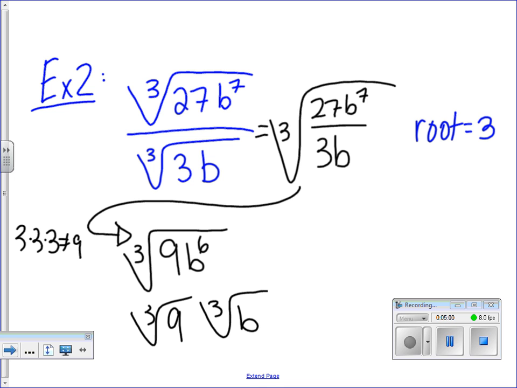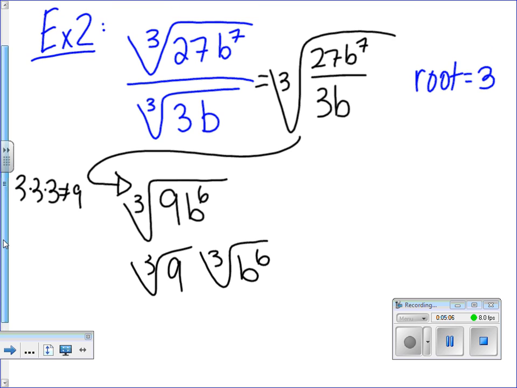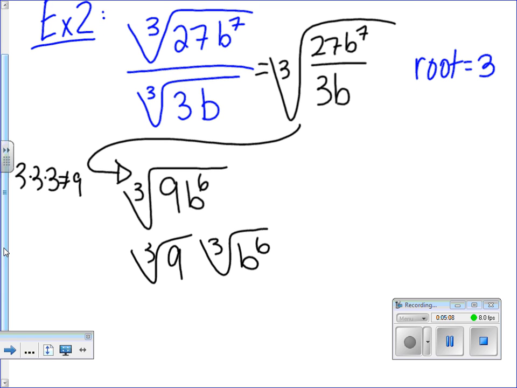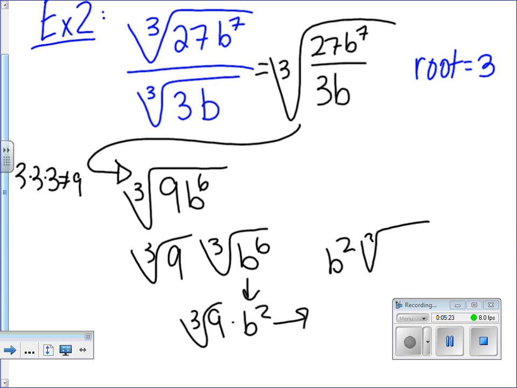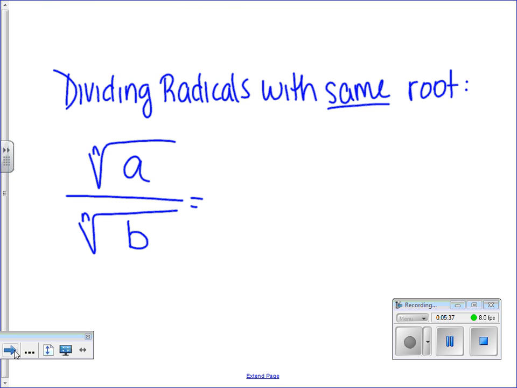But let's talk about the cube root of b to the 6th. I want to do exponent over root, or power over root. So the 6th power divided by 3 is 2, so that gives me b squared. So I have the cube root of 9 times b squared, so I can write that like this, b squared cube root of 9. Notice how I put that cube root inside of that little check mark, so as to not mix up the squared and the root. So just be careful about that, keep that in mind. So now let's go to the same thing, a general rule for dividing.